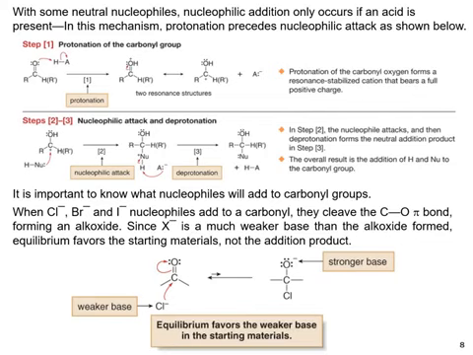With some neutral nucleophiles, nucleophilic addition only occurs if an acid is present. In this mechanism, protonation precedes nucleophilic attack as shown below. When the nucleophile is strong, meaning a lone pair or negative charge is present on the nucleophile, it can directly attack the electron-deficient carbon of the carbonyl. If the nucleophile is neutral, meaning a negative charge or lone pair is not present on the nucleophile, then it is difficult for it to attack directly on the electron-deficient carbon.